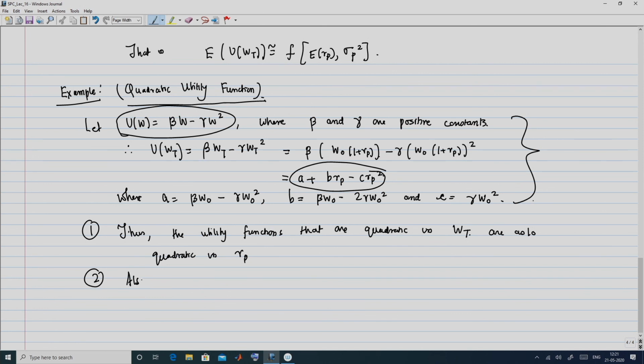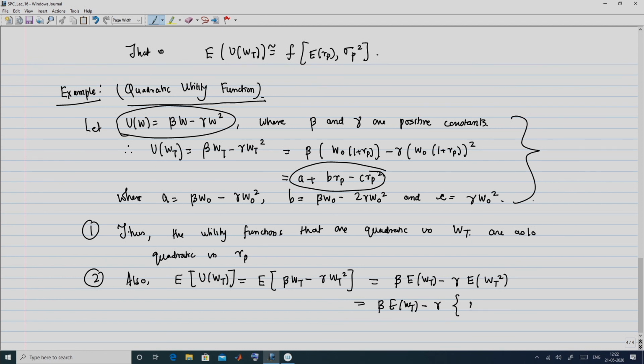And secondly, also the expected utility of the terminal wealth. What is this going to be? For the quadratic utility function, this is going to be E of beta W t minus gamma W t square, and by the linearity property this is going to be beta into E of W t minus gamma into E of W t square, and this can be written as beta into E of W t minus gamma into E of W t whole square plus sigma W square. So, what I have done here is I have made use of the fact that sigma W square is E of W t square minus E of W t whole square.